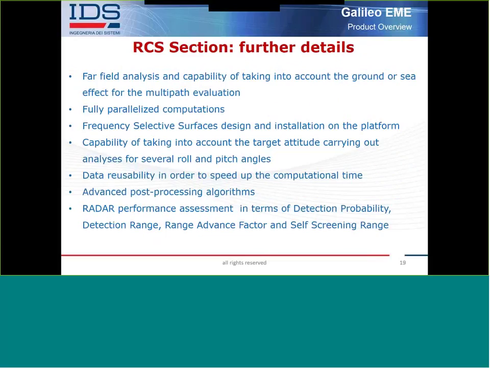Here we have a list of other additional capabilities of Galileo EME. We can take into account the effect of the multipath, for example, for ships on the sea. All the solvers are fully parallelized. We can compute and exploit frequency selective surfaces behavior. We can consider several roll and pitch for the attitude of the target. All the data consistency is kept thanks to the Oracle database that is the engine of Galileo EME. And one distinctive feature of Galileo EME is that we do not compute just the RCS itself, but we also can consider some advanced parameters like detection probability, detection range, range advance factor, and self-screening range.